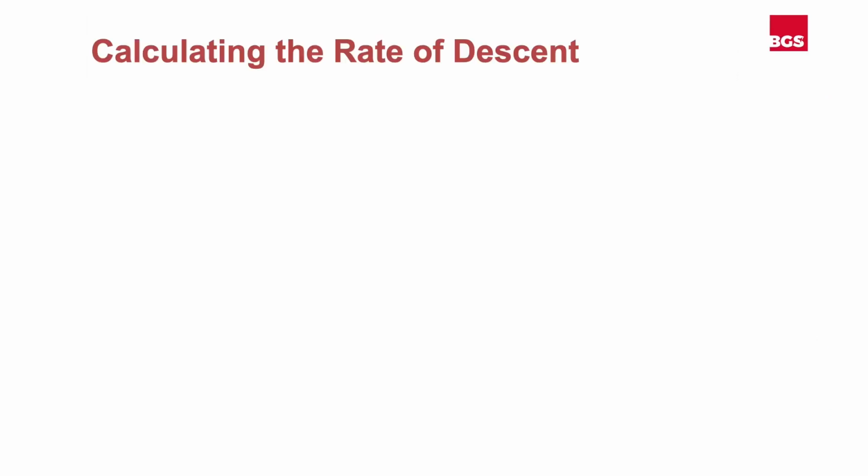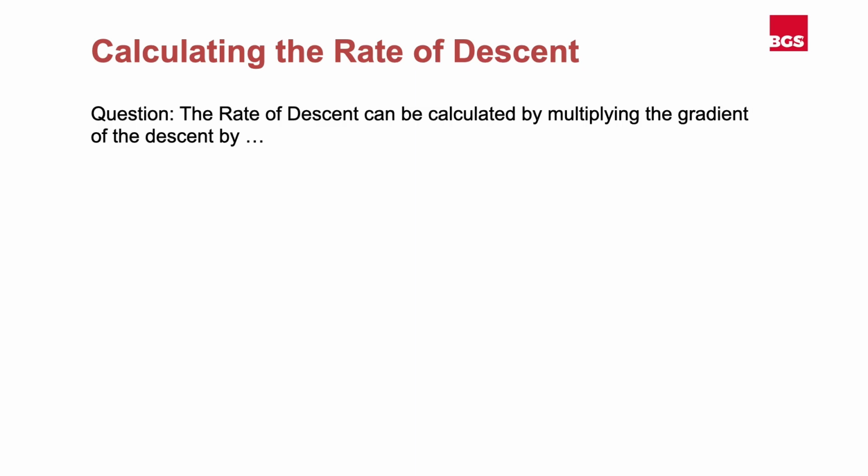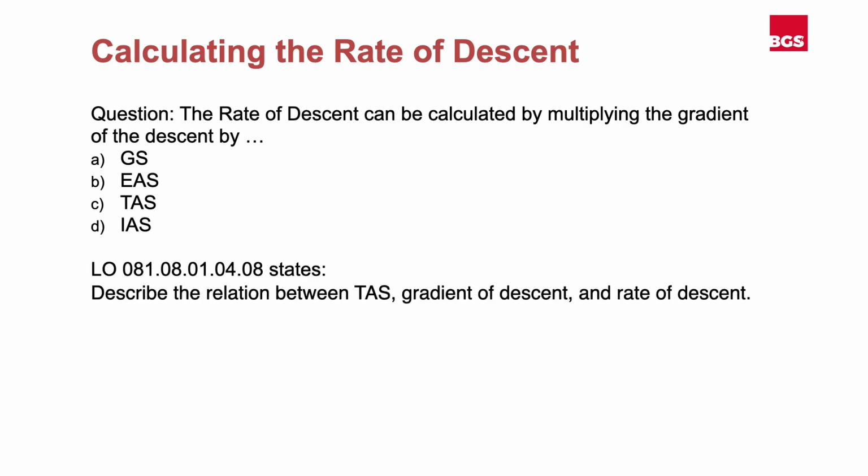Calculating the rate of descent. So, a question. The rate of descent can be calculated by multiplying the gradient of descent by the ground speed, EAS, TAS or IAS. And the LO states describe the relation between TAS, gradient of descent, and rate of descent. So let's examine that, shall we?